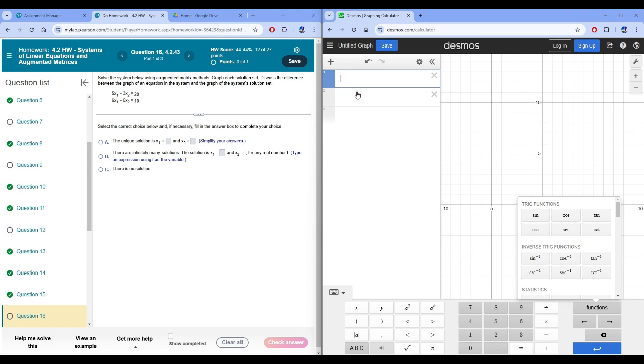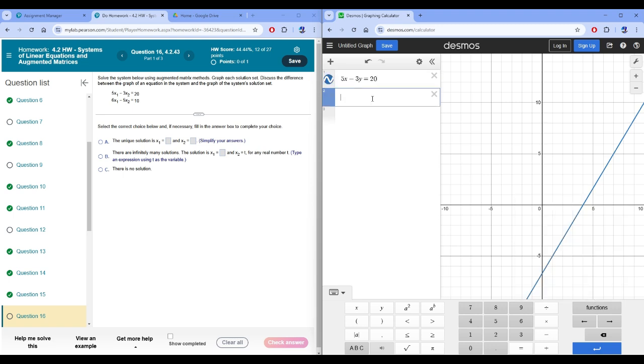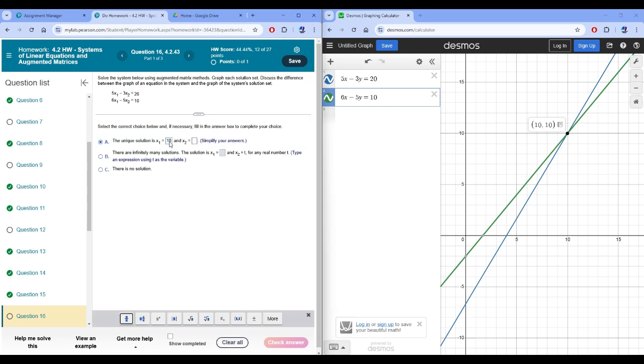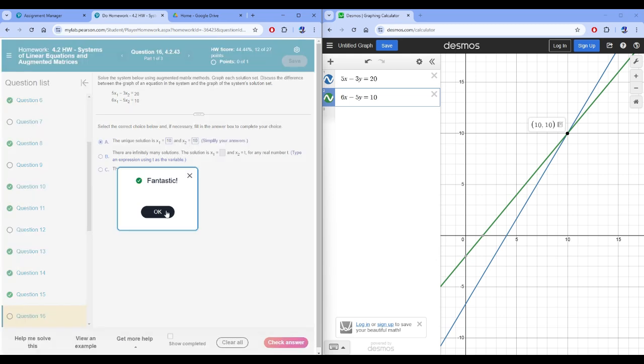Yeah, no, I can't do anything there. But what I can do is say this is 5x minus 3y equals 20, followed by 6x minus 5y equals 10. So as we can see, there is a point of intersection at 10, 10. x1 is equal to 10. x2 is equal to 10. Boom. 10. Check. Fantastic.